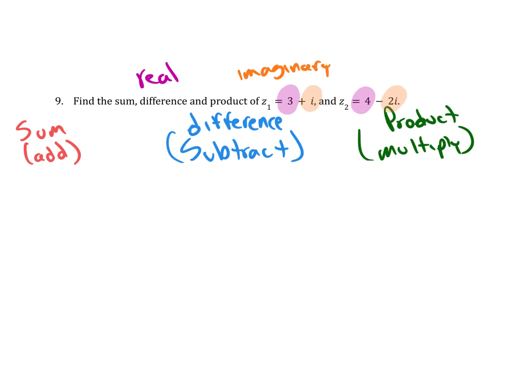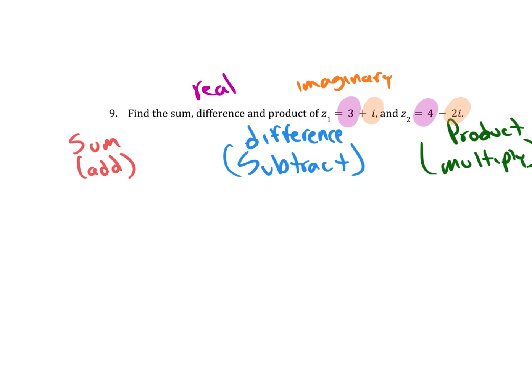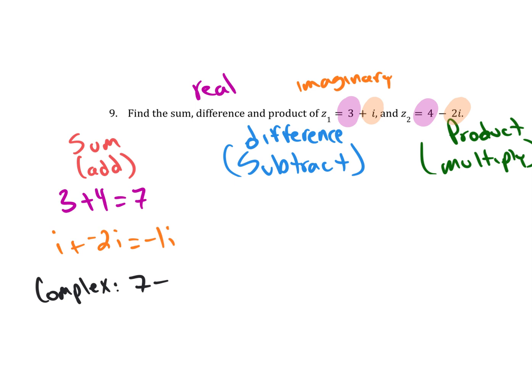And so when I add, I'm going to add my real, 3 plus 4. And then I'm going to add my imaginary, i plus -2i, which is a -1i. So my complex answer is 7 minus 1i, or just minus i, where the real is 7. Imaginary is -1.